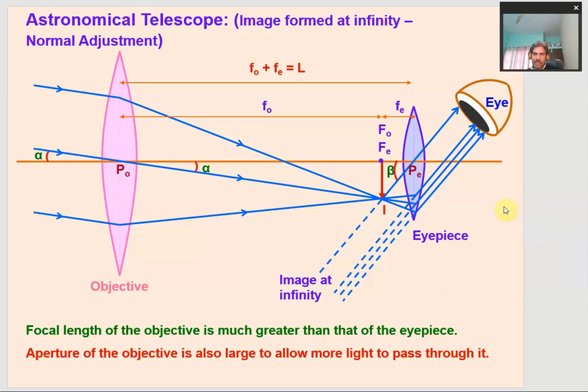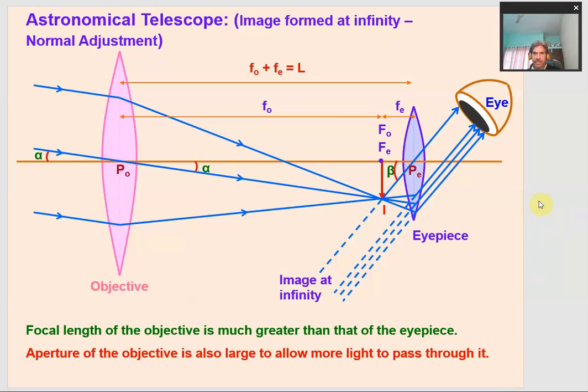So here is the ray diagram for the image formation in the case of an astronomical telescope. However, there are again two cases of image formation. The first is when the image is formed at infinity, which is called the normal adjustment, and the other is the image formation at the least distance of distinct vision. In both cases, we will find the magnifying power, or angular magnification, produced by the telescope.